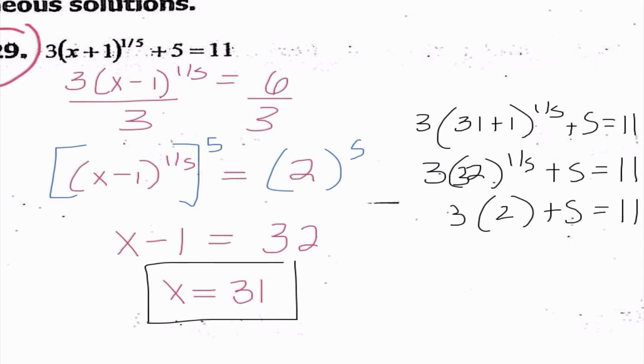So x equals 31 is our answer. If we had found that this wasn't true, then we would write our answer as no solution, because we would not have a solution that actually works.